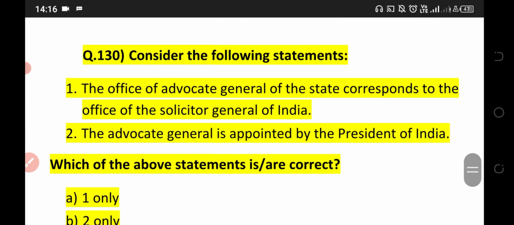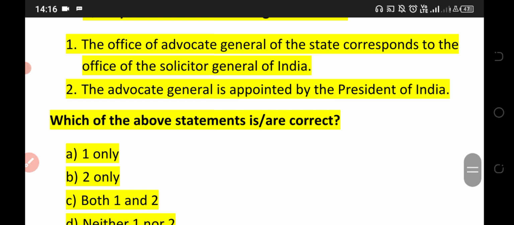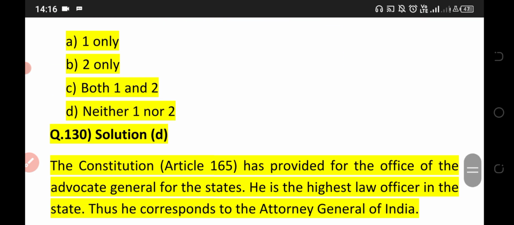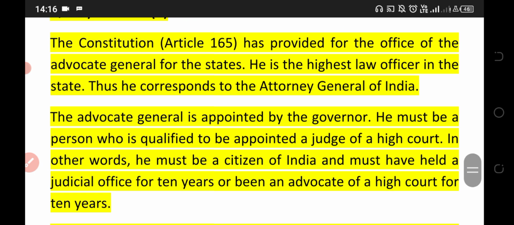Consider the following statements. The office of the Advocate General of the state corresponds to the office of the Solicitor General of India. Advocate General is appointed by the President of India. Both are incorrect. The Constitution, Article 165, has provided for the office of Advocate General for the states. He is the highest law officer in the state. Thus, he corresponds to the Attorney General of India.